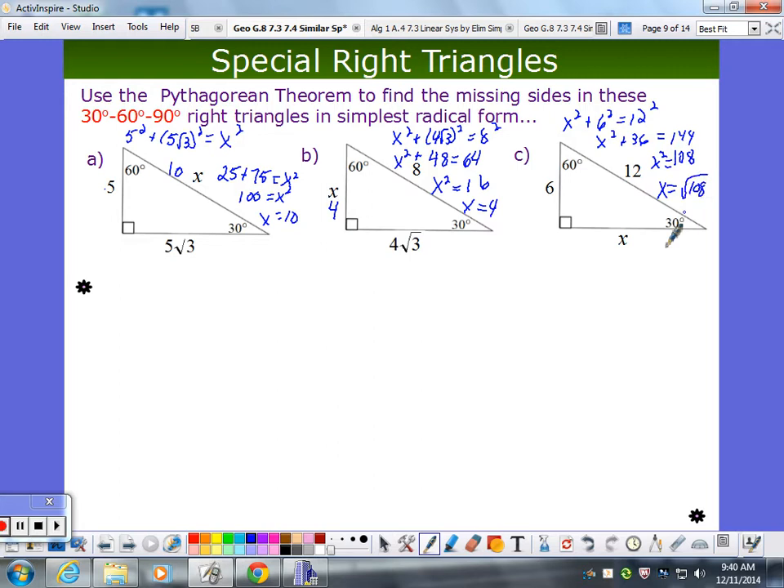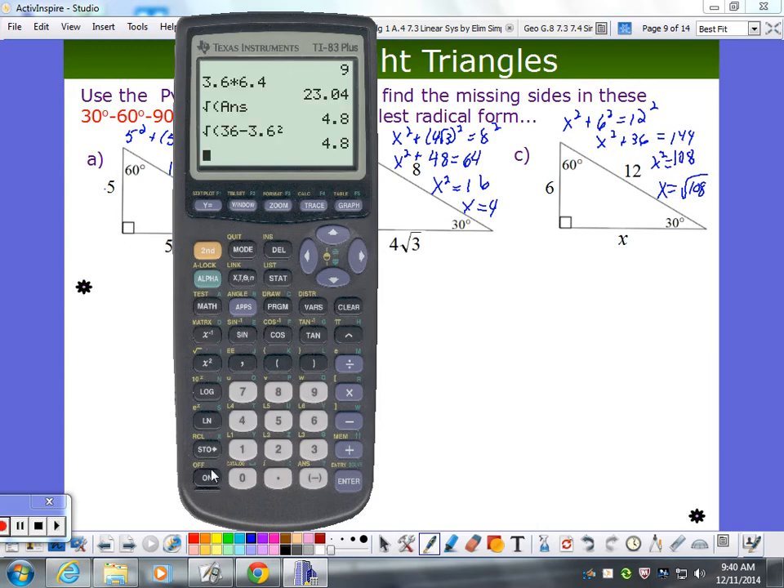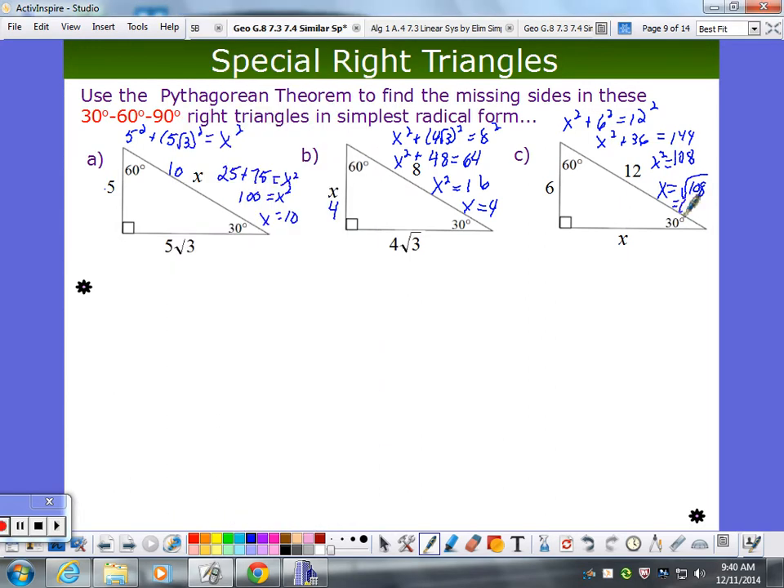How do we reduce this thing? Do I have to put a square factor in there? I think we do. I'm pretty sure, I think it's this. 36 times 3 is 108. So this is really 6 radical 3.